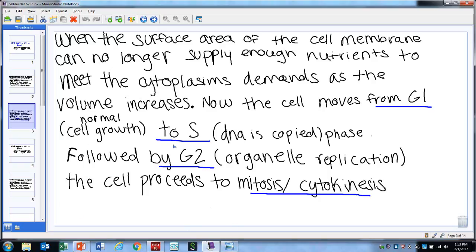So this concludes our video. Look at what we've underlined. The now means respond. It means we're going to go from G1 where we were, we're going to copy our DNA during S phase, and then the part that everyone forgets, we're going to make copies of those cell organelles. View it like this: we copy DNA for mitosis, and we copy organelles for cytokinesis. All right, there we go.